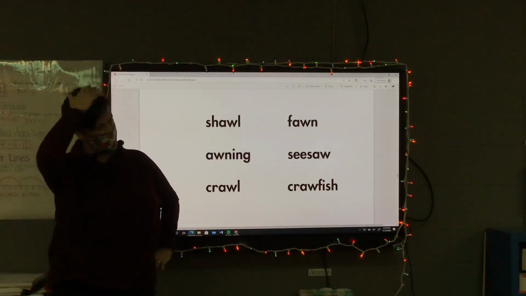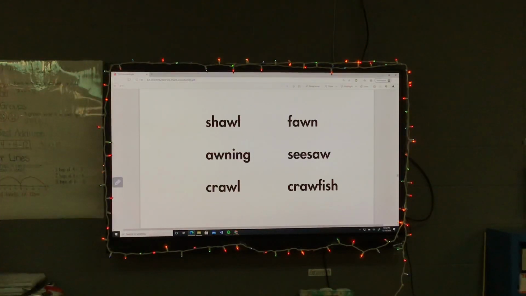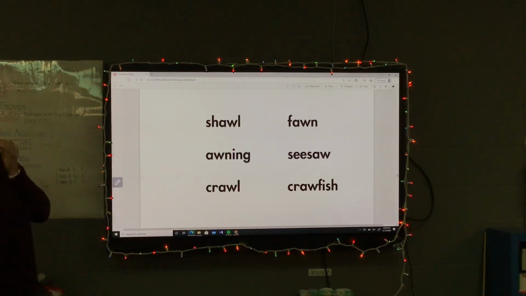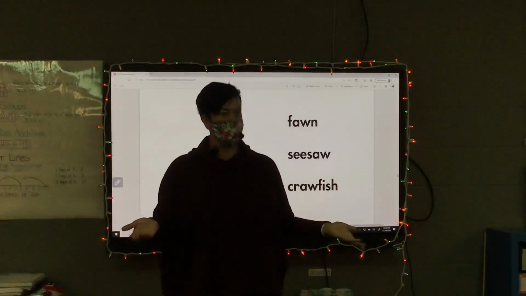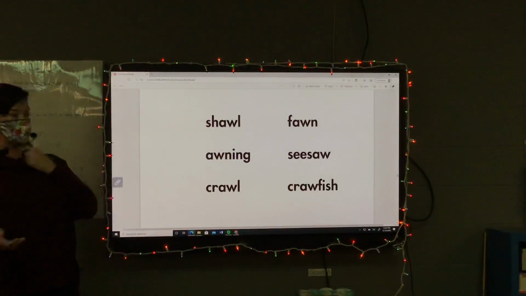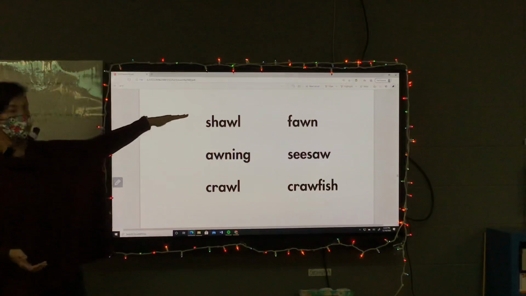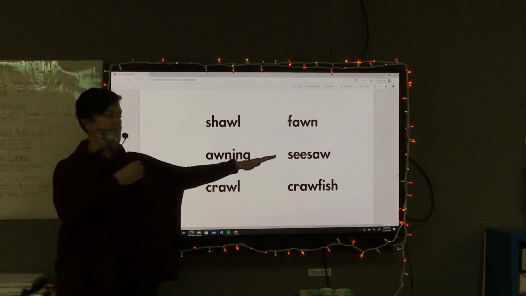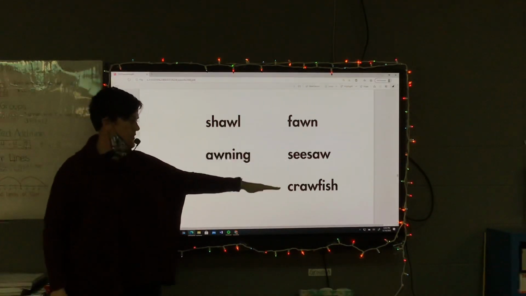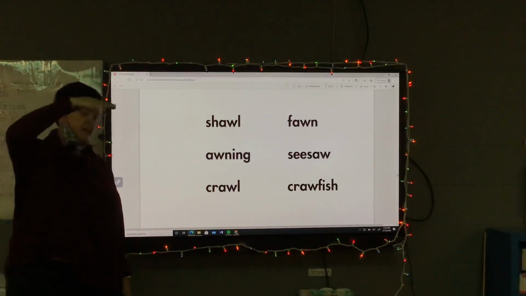Hand on your head if you see something they all have in common. What do you notice, Raylyn? They all have A-W. And the A-W says what, everyone? Ah. So what are all of these words going to say when we come to the A-W? Ah. Here we go. Shawl, awning, crawl, fawn, seesaw, crawfish.